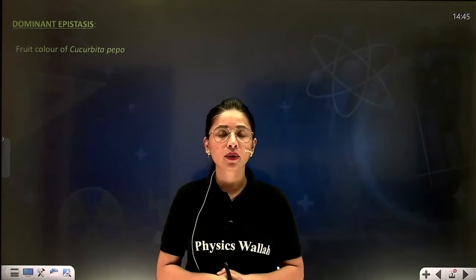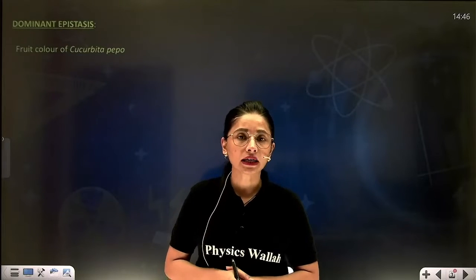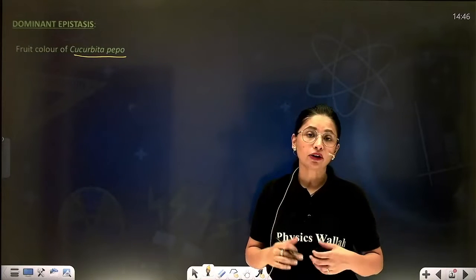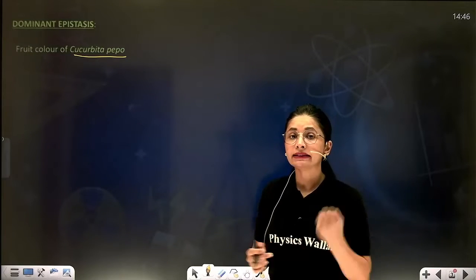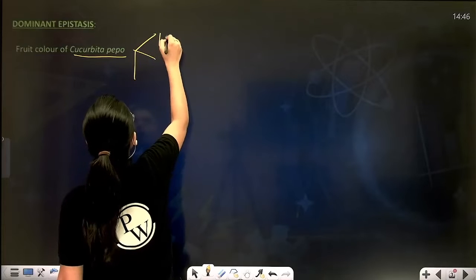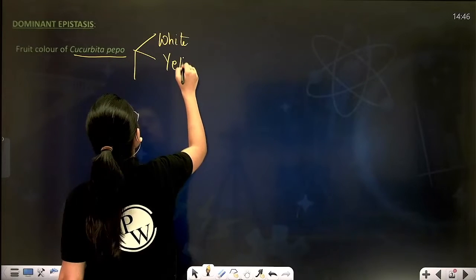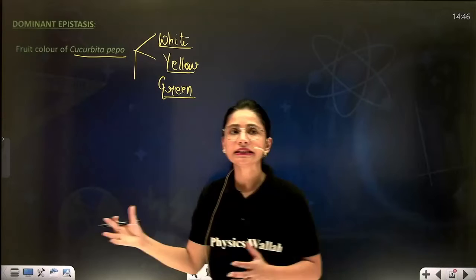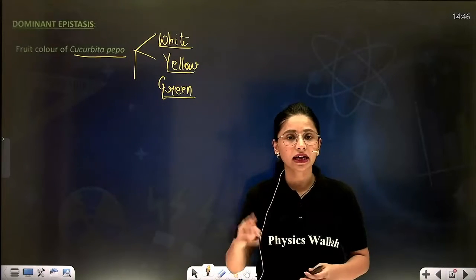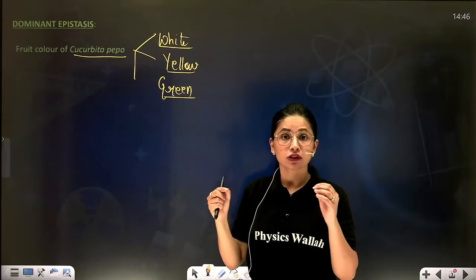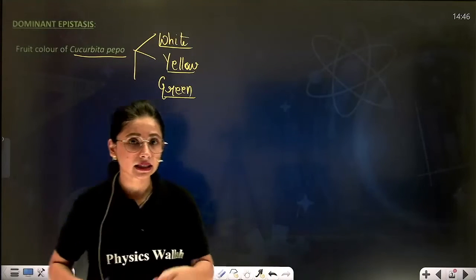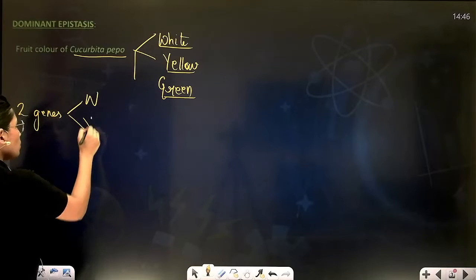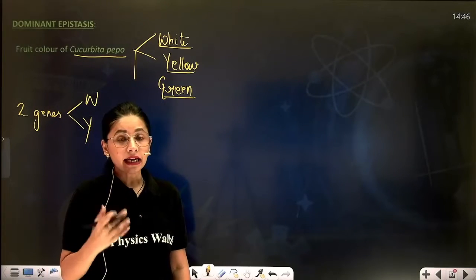The example which we are going to study under dominant epistasis is the fruit color of Cucurbita pepo. Cucurbita pepo is a member of family Cucurbitaceae. Now, if you check the fruit color of Cucurbita pepo, then there are three distinct fruit colors: white, yellow, and green. So, how many colors are there? There are three distinct colors: white, yellow, and green. Now, this fruit color is one character, but under the control of two genes represented as W and Y. Correct? Now, they show dominant epistasis.